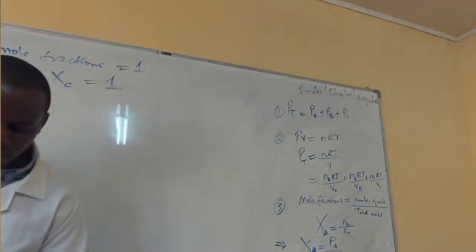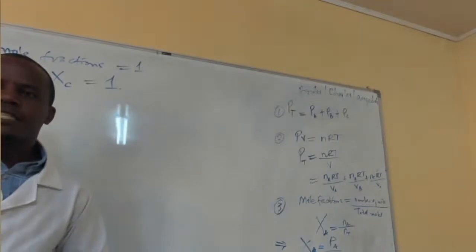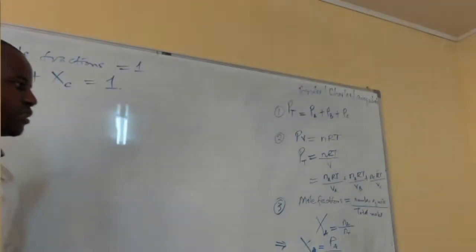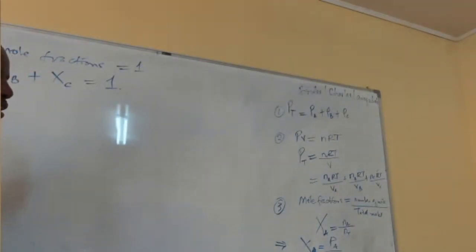Sometimes you can be given a question that is in terms of percentages. So the percentages could actually be the mole fraction. So if I say gas A is 35%, gas B 25%, what would be the mole ratio of gas C? What you will just need to do is to add the two. 35 plus 25 will give you 60, meaning that gas C is 40%.